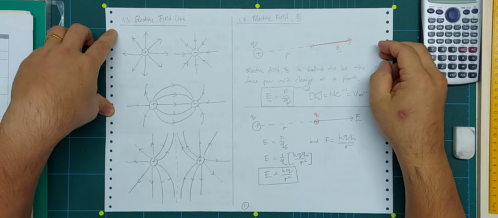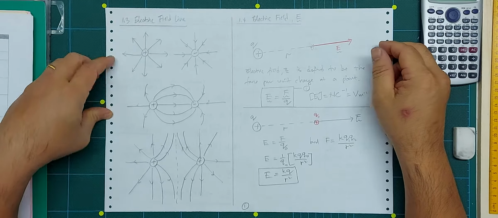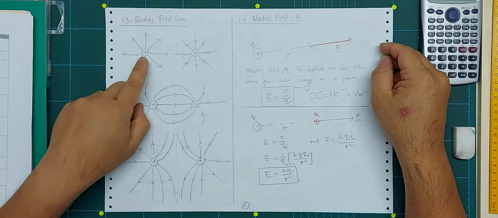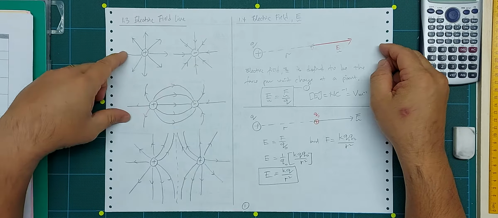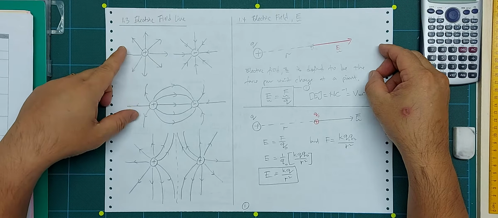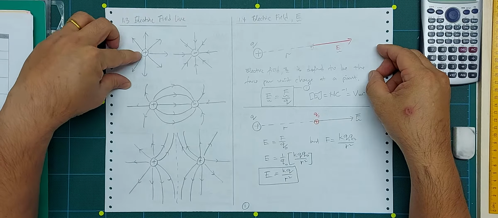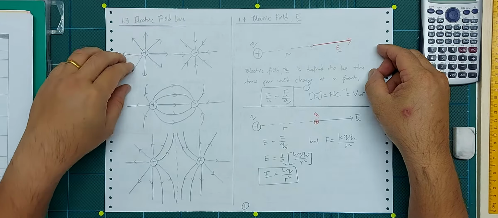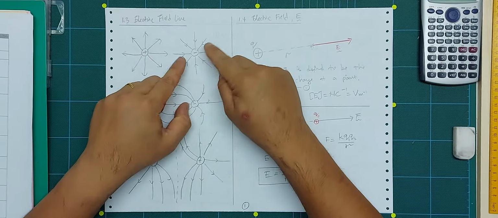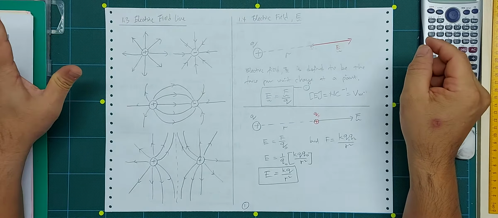Now we come to the 1.3 electric field line here. We have positive charge, negative charge. The electric field line will have this pattern. They are exactly the same, except our positive charge, the electric field line is pointing away. This one pointing in. Okay, that is the only difference. The rest are the same.